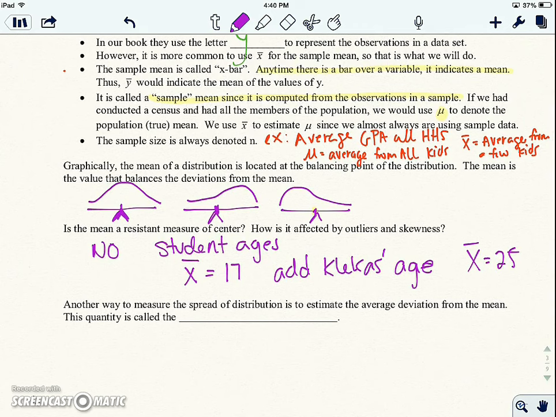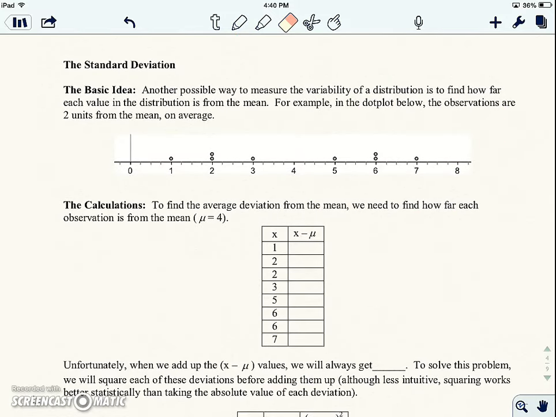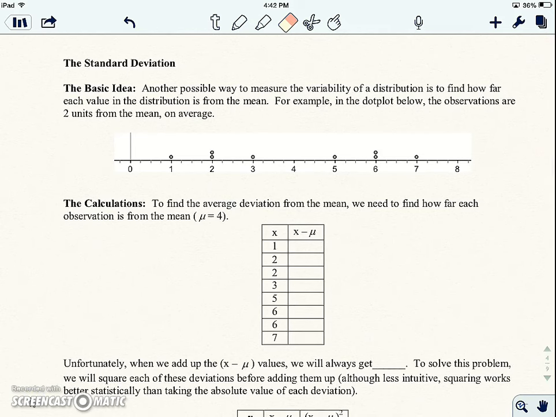Another way to measure the spread of a distribution is to estimate the average deviation from the mean. This quantity is called the sample standard deviation. And I will show you some stuff about this in class as well. Okay, the standard deviation. The basic idea of standard deviation is that it's another way to measure variability, which is kind of the range or how spread out the data is.